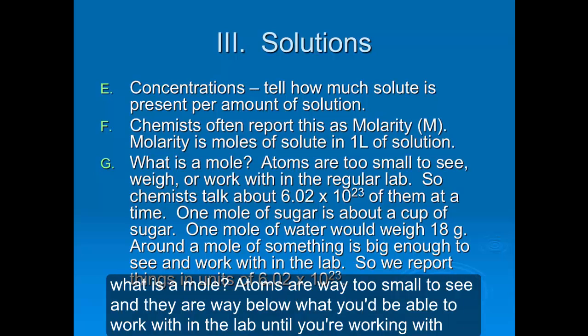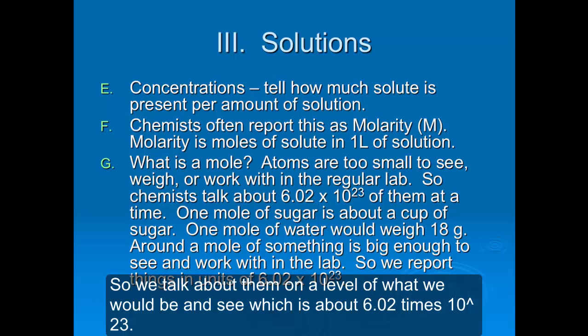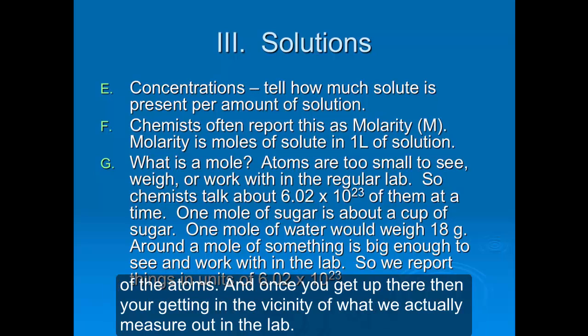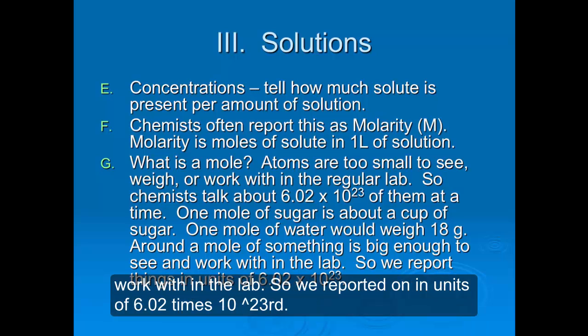So what is a mole? Atoms are too small to see, and they're way below what you'd be able to work with in the lab until you're working with billions of them. So we talk about them on a level of what we would be able to see, which is about 6.02 times 10 to the 23rd of the atoms. And once you get up there, then you're in the vicinity of what we actually measure out in the lab. 1 mole of sugar is about 1 cup of sugar. 1 mole of water weighs about 18 grams. Around a mole of something is big enough to see and work with in the lab. So we report them in units of 6.02 times 10 to the 23rd.